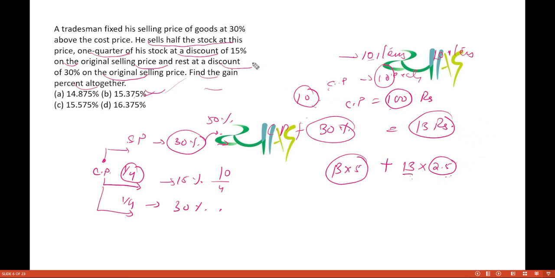So 1/4 of the items he is selling at a 15% discount on the original selling price. So this will be 0.85, because 15% discount is given. So what is left? 0.85.